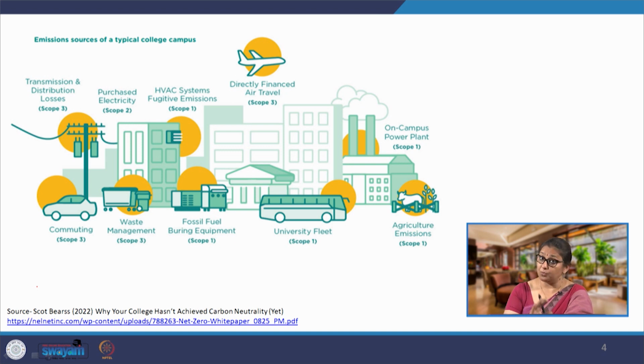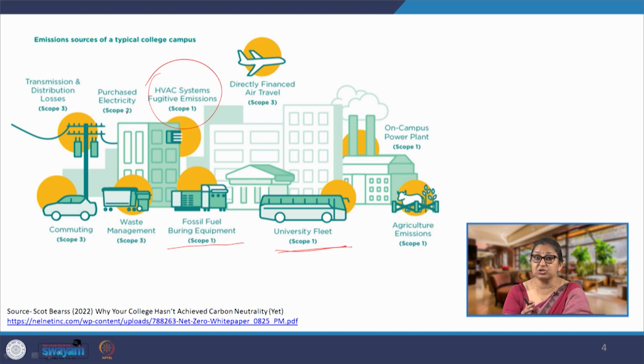So we have scope 1 emissions, we are having the university fleet of transport, we have certain equipments which consume the fossil fuels. So these are the direct emissions. We also have fugitive emissions which are coming from HVAC systems. So these are primarily the scope 1 which are commonly found in all the university campuses.